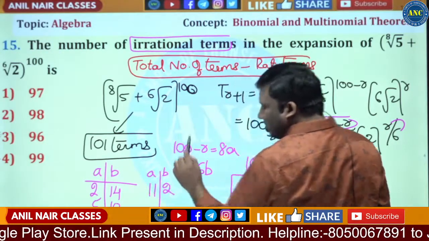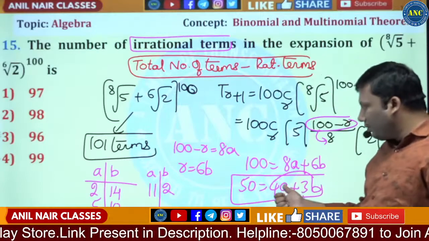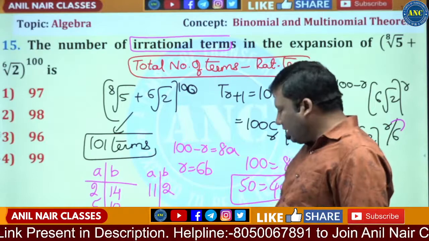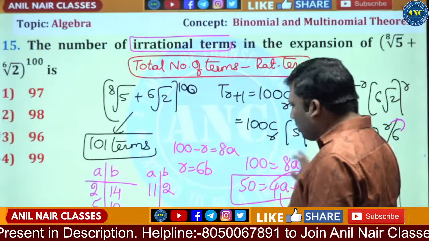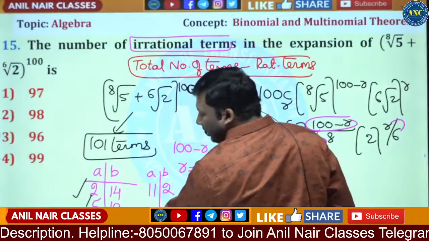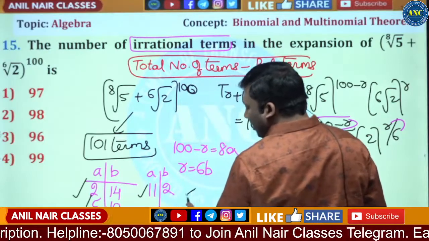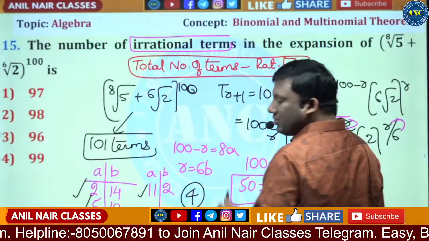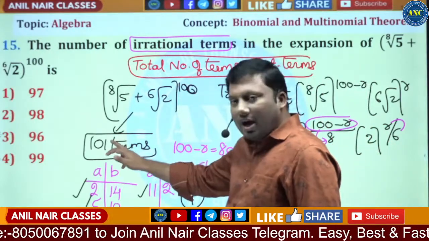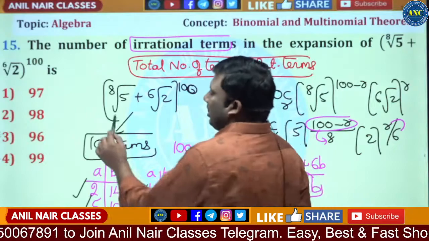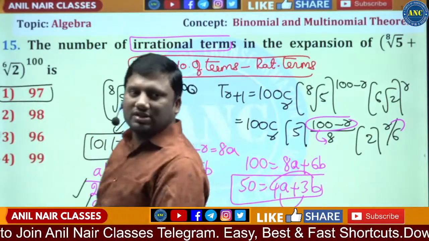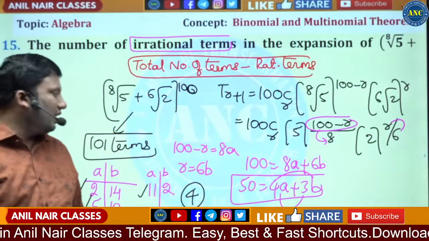All these values will satisfy. A is 11, B is 2: 4 11s are 44, 3 2s are 6, 44 plus 6 is 50. That means totally how many values did we get? 2 comma 14, 5 comma 10, 8 comma 6, 11 comma 2. How many rational terms are there? Totally 4. I want total irrational, so 101 minus 4. The answer for this question is 97.